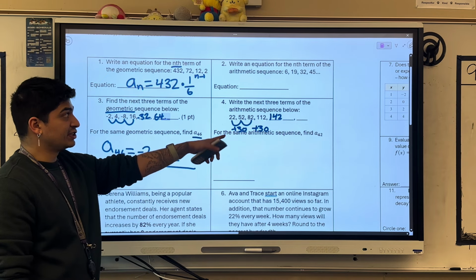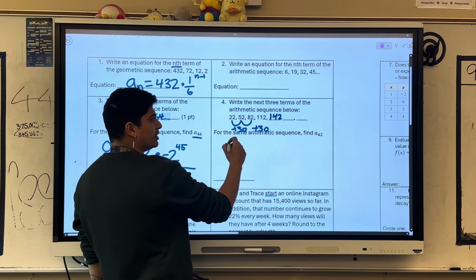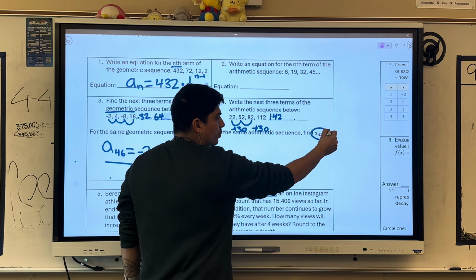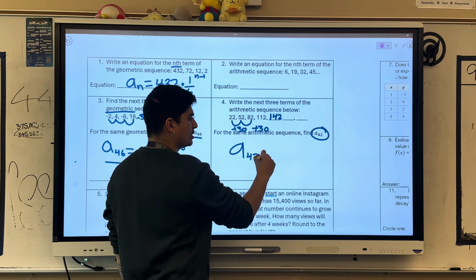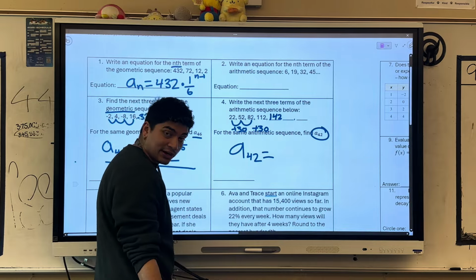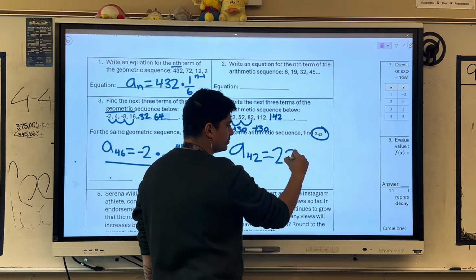So I'm going to do number 4 first, and then do number 2. Our formula: I want to know what the 42nd term is. So A42 is equal to, what's my very first number? 22.